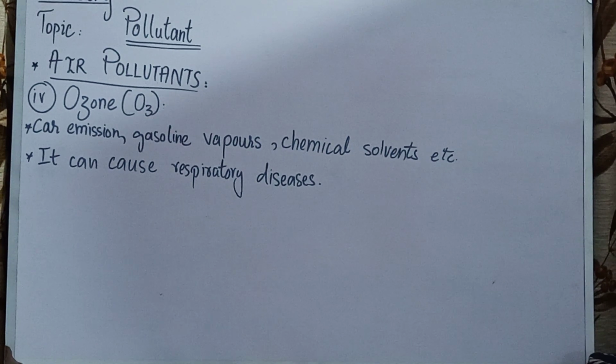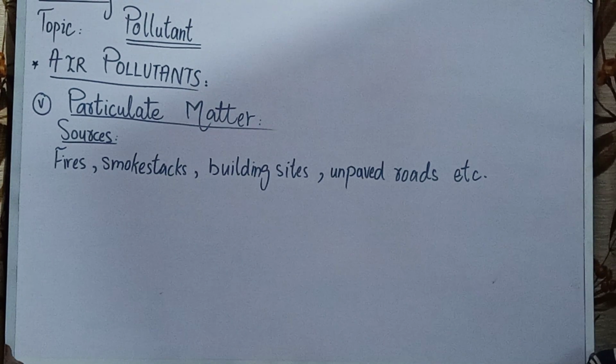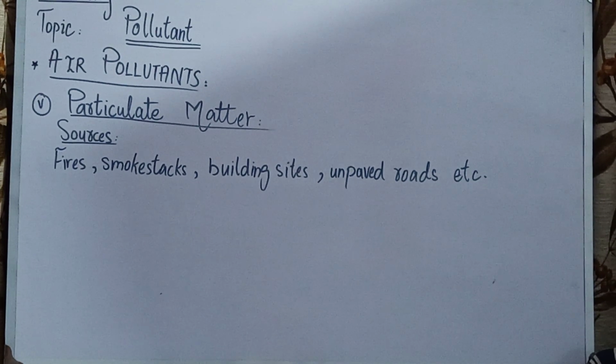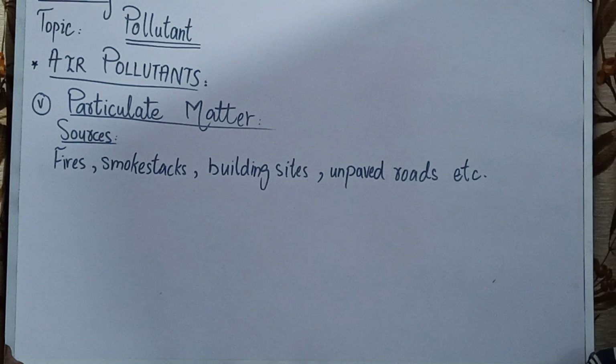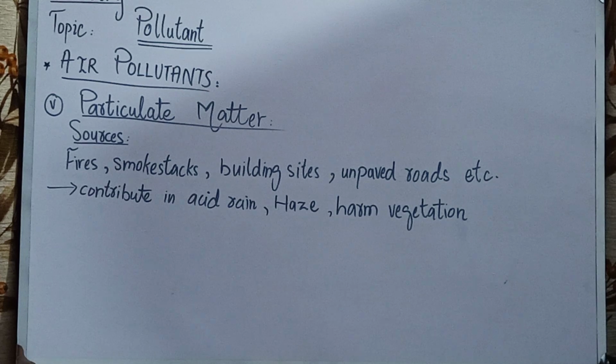The last pollutant is particulate matter. The sources of particulate matter are fires, smokestacks, building sites, and unpaved roads. Interactions between gaseous compounds released by power plants and cars are also examples of secondary particulates. It contributes to the creation of haze and acid rain, which alters the pH balance of streams and harms vegetation, buildings, and monuments. It can also cause breathing problems, breathing diseases, heart diseases in humans.